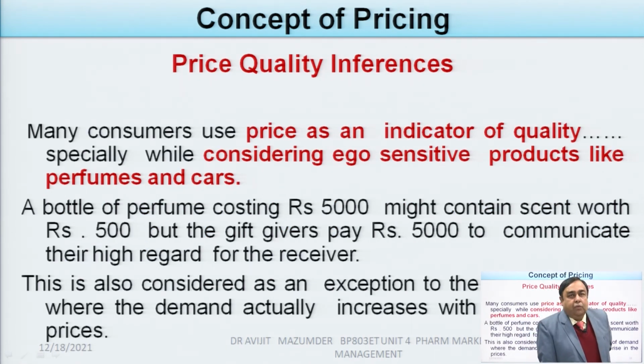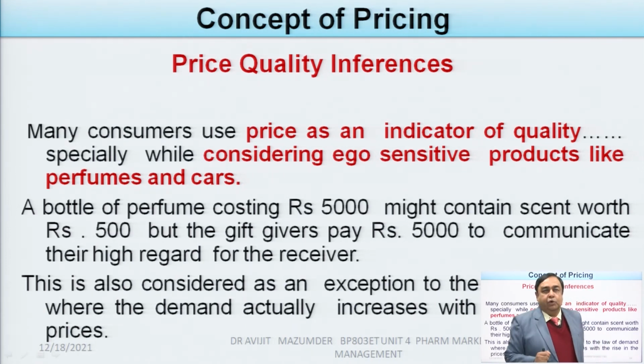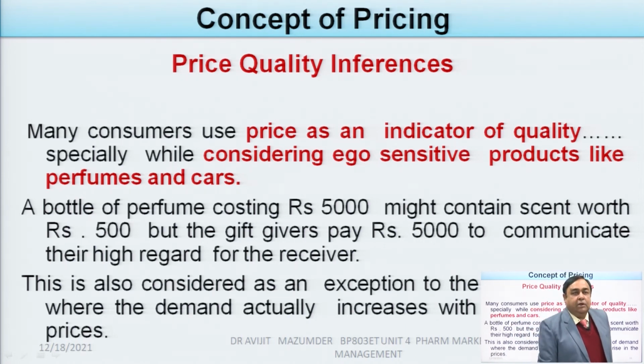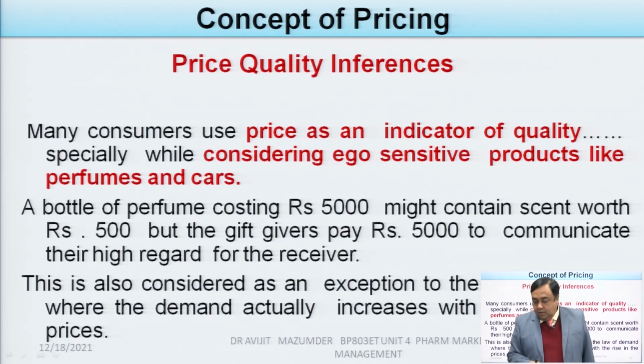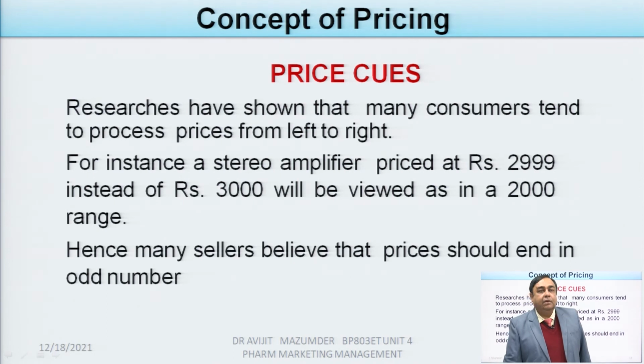The next is price quality inference. Many customers use price as an indicator of quality, as I have told you earlier. A bottle of perfume costing 5,000 rupees might actually contain the essence of only 500 rupees, but the gift givers pay 5,000 rupees to communicate their higher regard to the receiver. They are in a position to pay a very high price. This is also considered as an exception to the law of demand, where the demand actually increases with the rise in the prices.